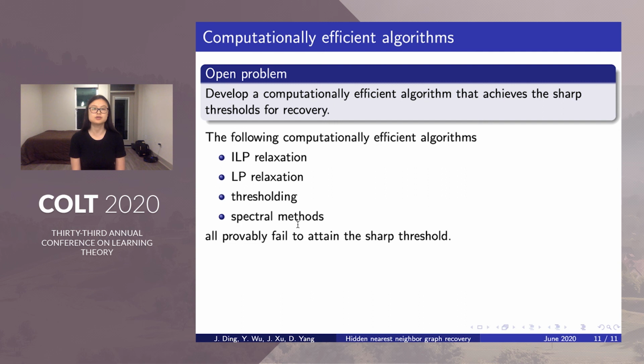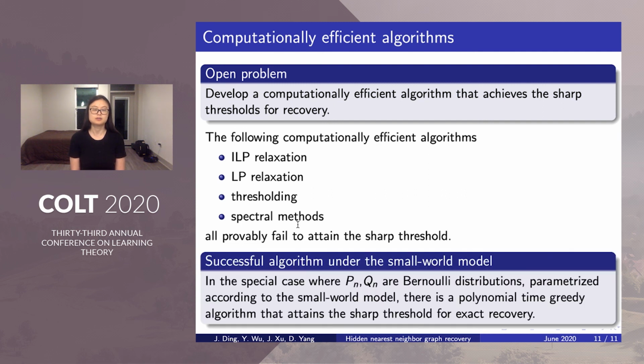We also looked into the linear program relaxation by further dropping the constraint that x hat can only take integer values. We showed that both these relaxations achieve a recovery threshold that is only off by a factor of 2 compared to the sharp threshold. However, we also showed that this factor of 2 cannot be removed. Other than those, we also studied a thresholding estimator and looked into the spectral methods. All these methods, though, provably fail to attain the sharp threshold.